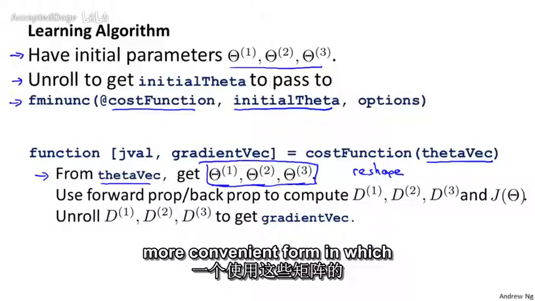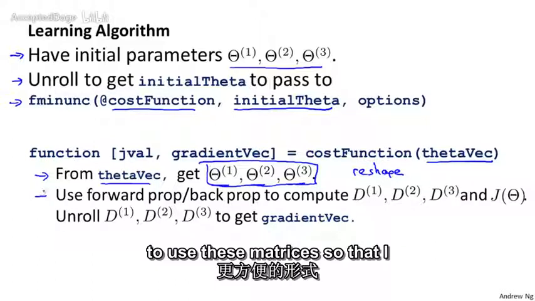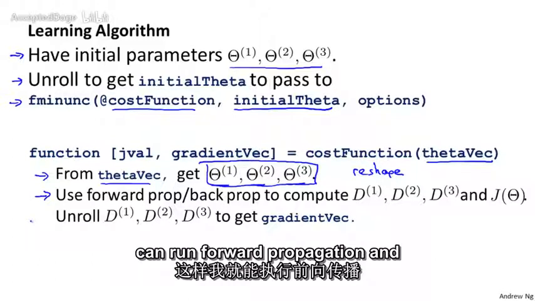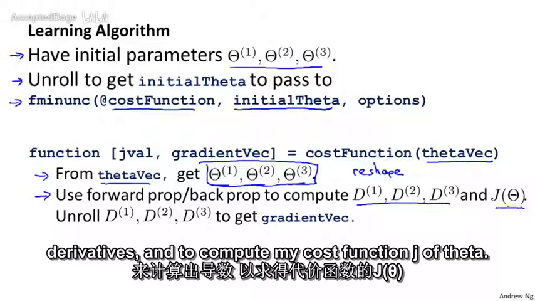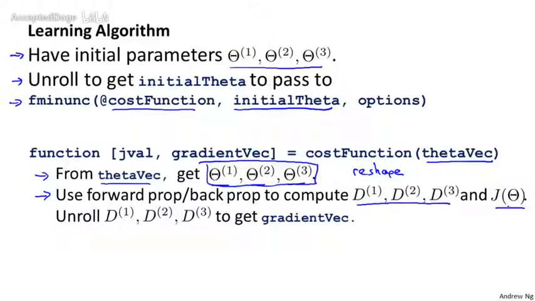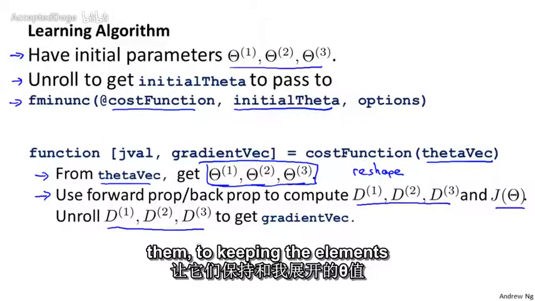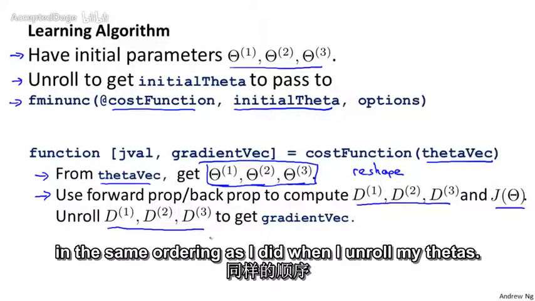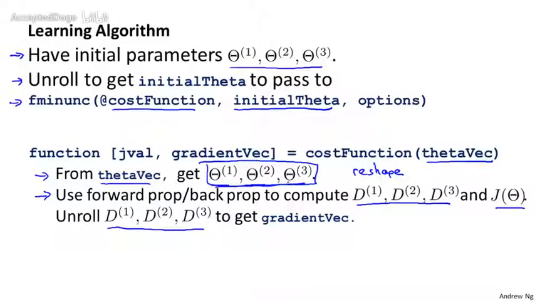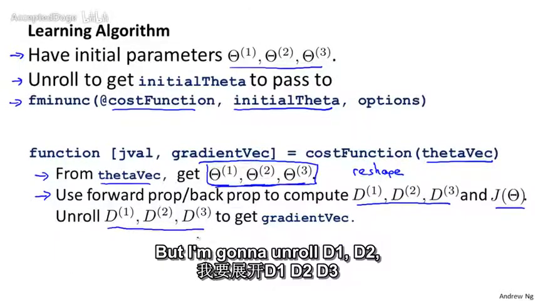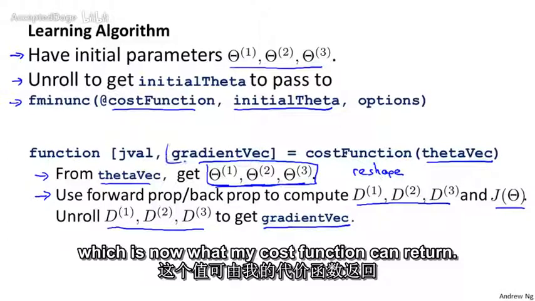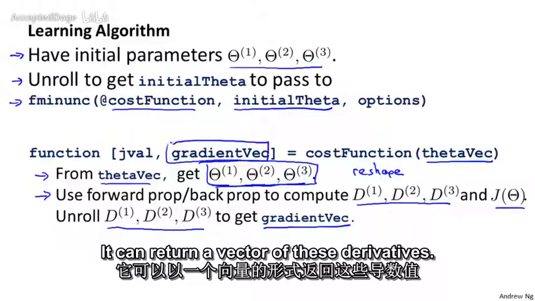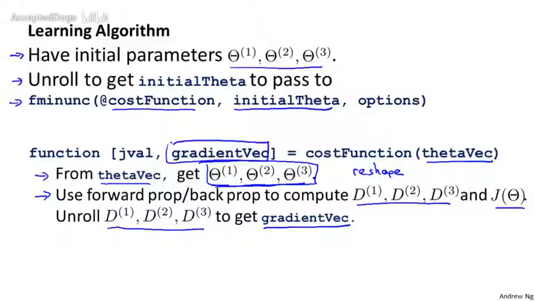That gives me a more convenient form in which to use these matrices so that I can run forward propagation and back propagation to compute my derivatives and to compute my cost function J of theta. And finally, I can then take my derivatives and unroll them, keeping the elements in the same ordering as I did when I unrolled my thetas. I'm going to unroll D1, D2, D3 to get gradient vec, which is now what my cost function can return. It can return a vector of these derivatives.